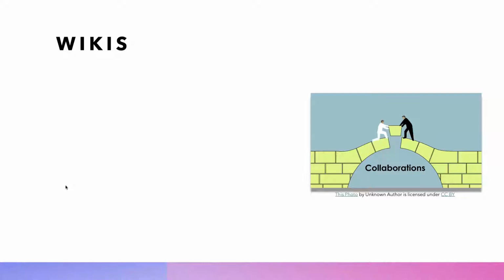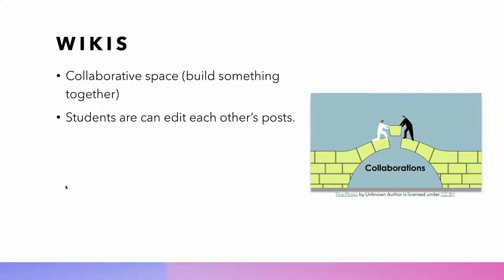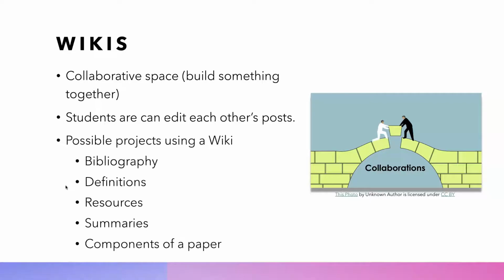Wikis are a derivative of what everyone has come to know as Wikipedia. It is a space for collaboration where students come together to build something. They can edit each other's posts. And some of the ways in which you may want to use a wiki is to invite students to build a bibliography or have them take specific terms and share definitions.